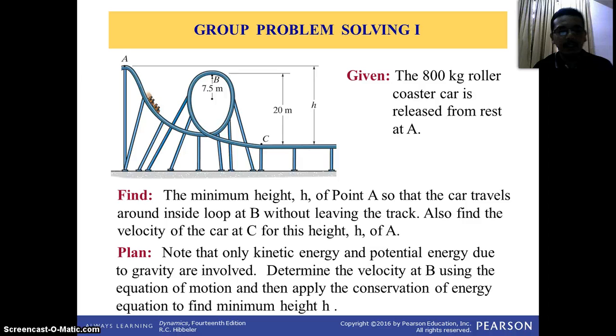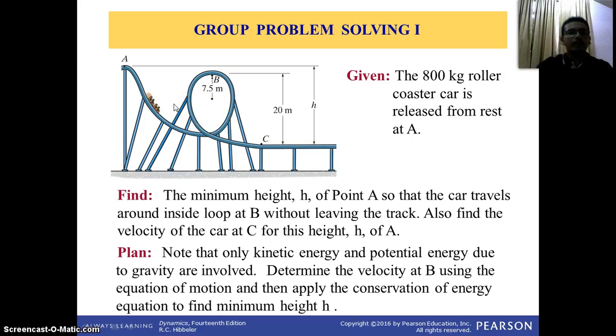So we can see one example here. We can see a roller coaster here, an 800 kilogram roller coaster released from point A. Find the minimum height h of point A so that the car travels around the inside loop B without leaving the track. Also find the velocity of the car at C for the height h of A.